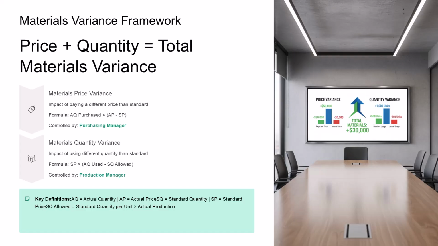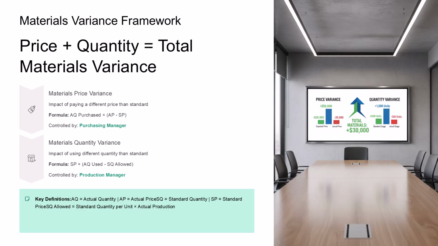Separating price and quantity variances creates accountability without ambiguity. The purchasing manager controls the price variance. They negotiate with suppliers. They time purchases. They search for deals. The production manager controls the quantity variance. They oversee the manufacturing process. They train workers. They maintain equipment. They minimize waste.